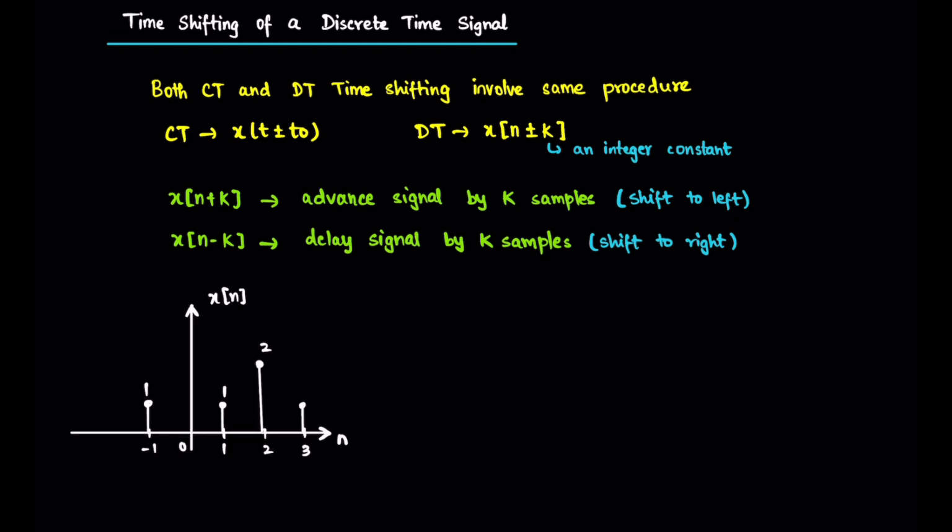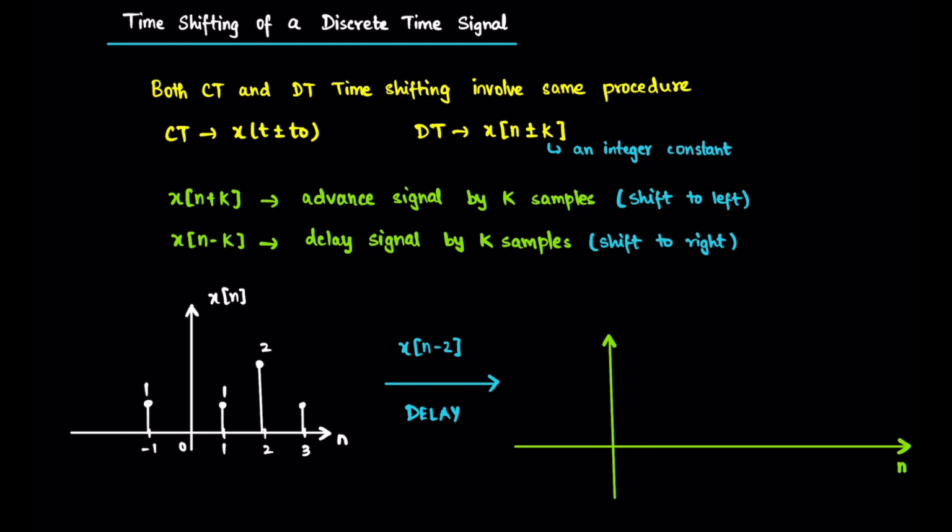Suppose we have an x of n like this. Then if we perform, let's say, x of n minus 2, what we are doing here is we are delaying the signal. Just like in CT signal, you have to move the discrete time signal by 2 units to the right. Now you have to add 2 units to each position of the discrete time signal. Add 2 here, add 2 here, add 2 here, add 2 here, add 2 here.